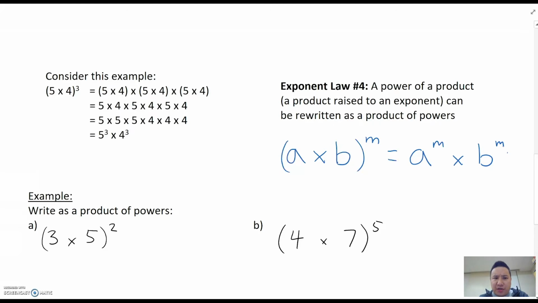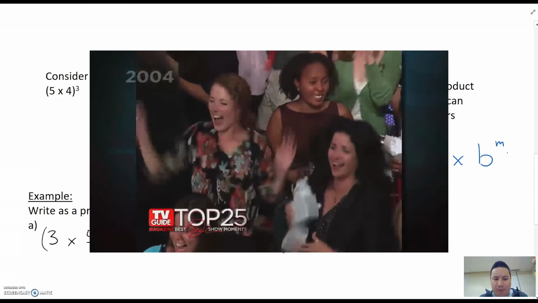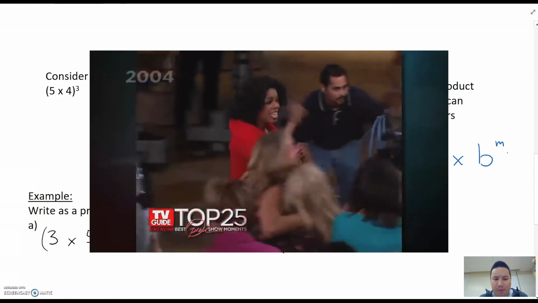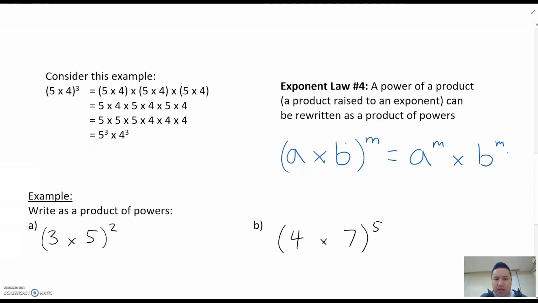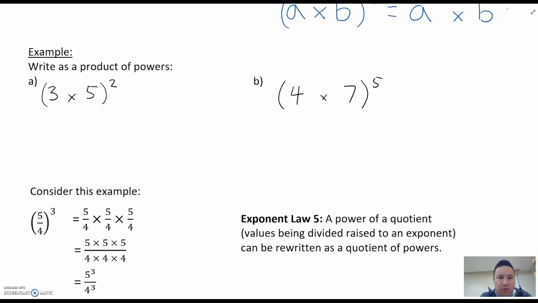So I like to affectionately call this the Oprah Winfrey law. Okay, we had A times B, and the whole thing is being raised to the power of m. So what ends up happening is you get an m, you get an m, everybody gets an m. And so let's take a look at some examples. We can blaze through this. This is going to be real fast.